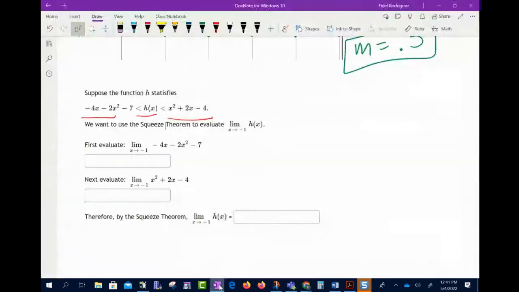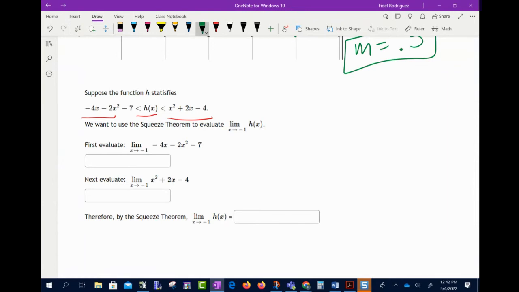But let's see. Let me come back to my problem. Okay. So guys, all it's saying is that this function h is going to be between these two expressions here, right? So it says we want to use the squeeze theorem to evaluate the limit as x approaches -1 of h of x. So look, the nice thing about this problem, they really walk us through it.